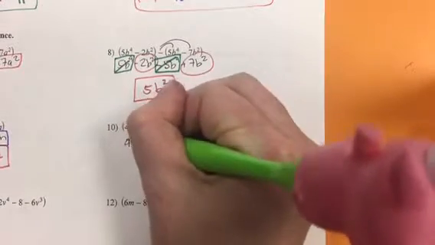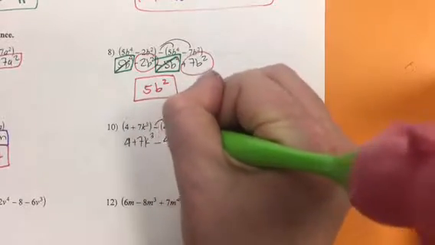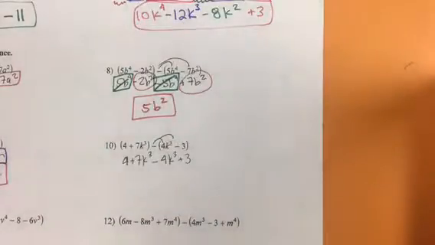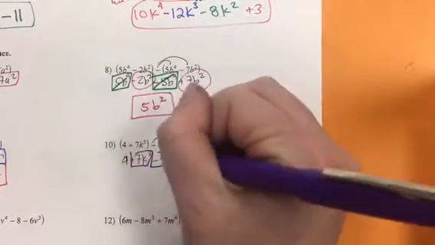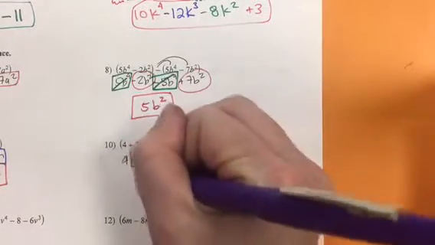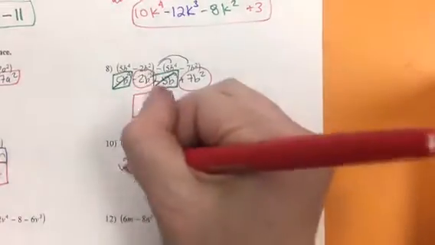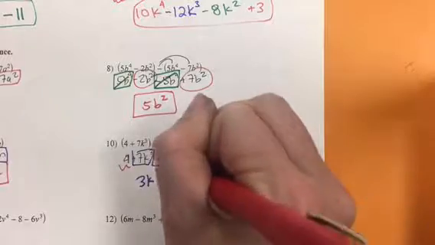4 plus 7k cubed, negative 4k cubed, positive 3. 7 minus 4 is 3k cubed. 4 plus 3 is positive 7.